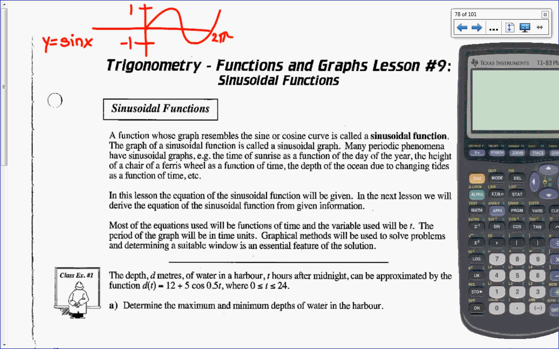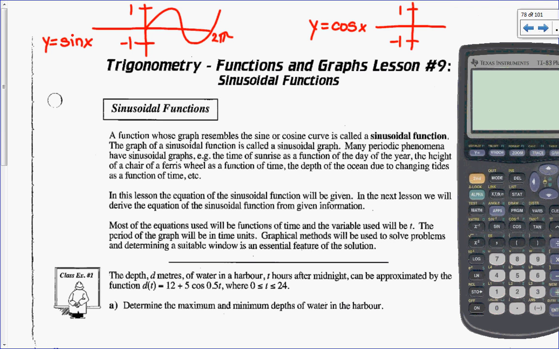Your regular straightforward cos function is very similar, except that instead of starting at the origin, it would start at your maximum of 1. It has a minimum of -1, and it still has a period of 2 pi, but it starts high, goes down to the minimum, and then comes back to the maximum again. Okay? It also has a period of 2 pi, just like the sine function does.